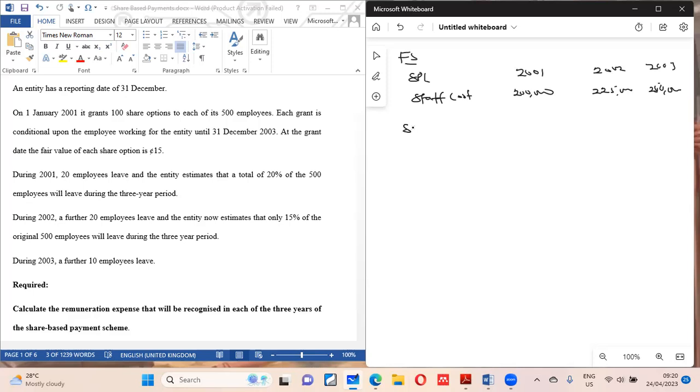Then in the SOFP, you will record other component equity. Over here, it will be 200. Over here, it will be 425. And we had 675. So that is it. Okay, basically that is it.